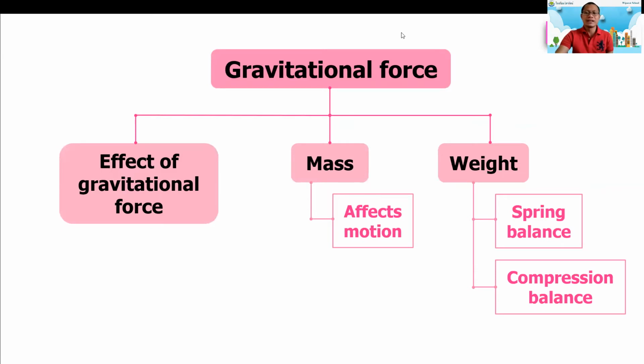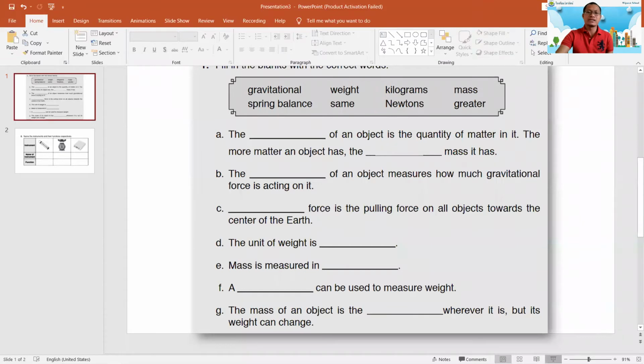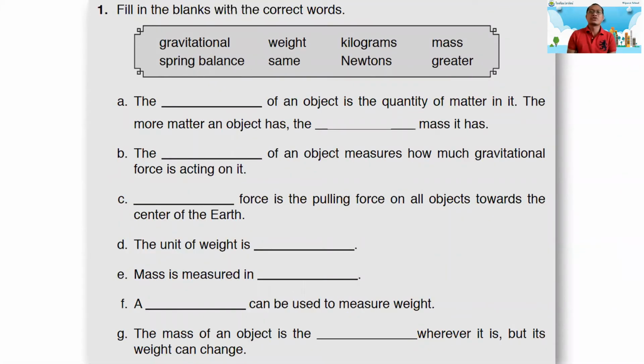This time, let's go to our activity book. Please get your activity book and open it on page 63. Let's answer number 1. Fill in the blanks with the correct words. The answer keys are here, so these are the keywords: gravitational, spring balance, weight, same, kilograms, newtons, mass, and greater.